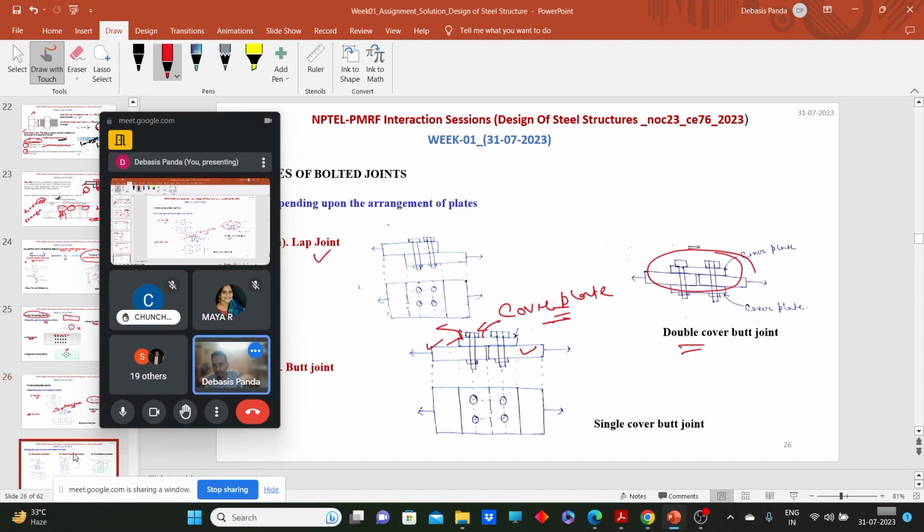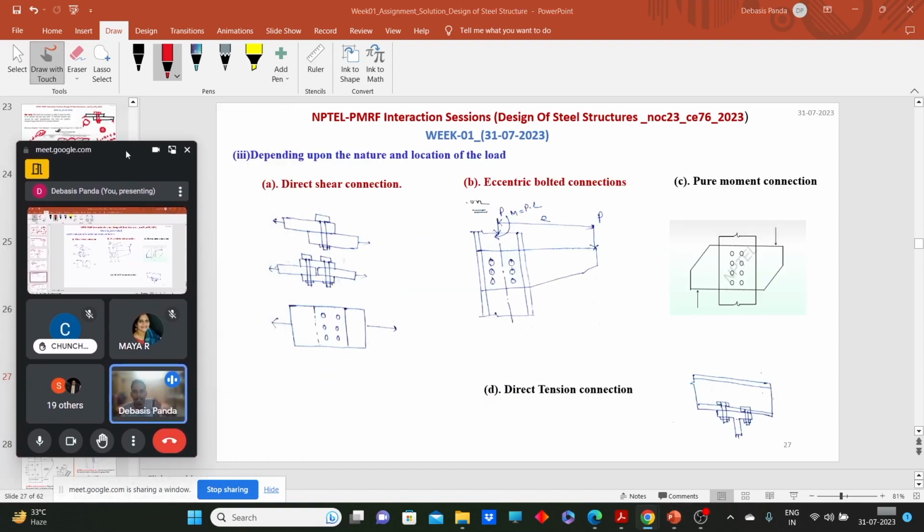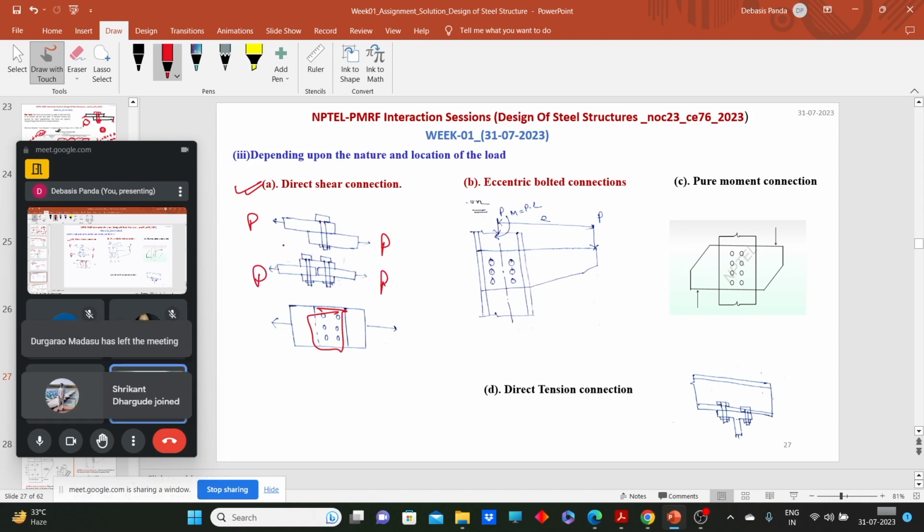Now, most importantly, based on the location and nature of load, how the load is transferred, or where we need to design the connection where this load is acting, like we can have direct shear, we can have eccentric loads, we can have some moments, all these things. So based on the location of the load, we have direct shear connection. Direct shear connection means the group of bolts is directly subjected to a direct shear. So here we can see this group of bolts, if we put the load here, this group of bolts is directly subjected to direct shear.